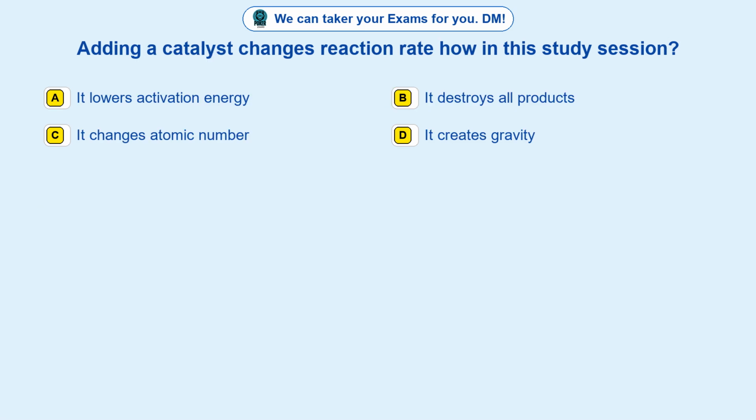Question 37. Adding a catalyst changes reaction rate how in this study session? Option A. It lowers activation energy. Option B. It destroys all products. Option C. It changes atomic number. Option D. It creates gravity.